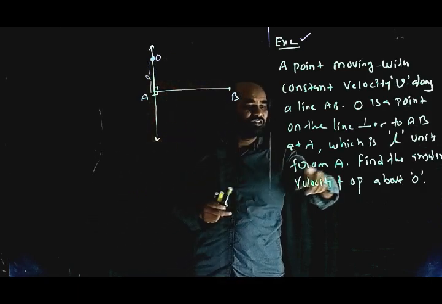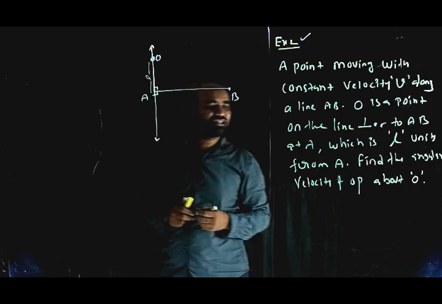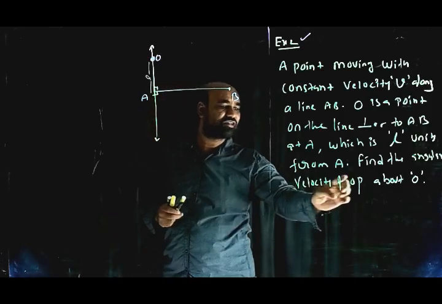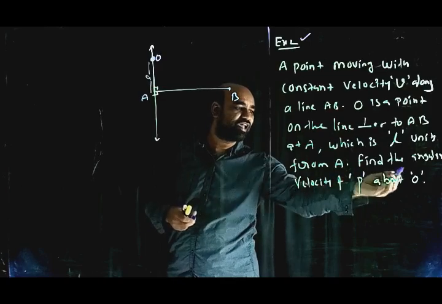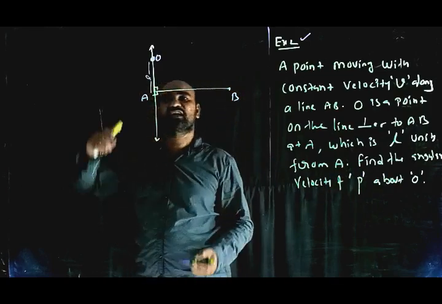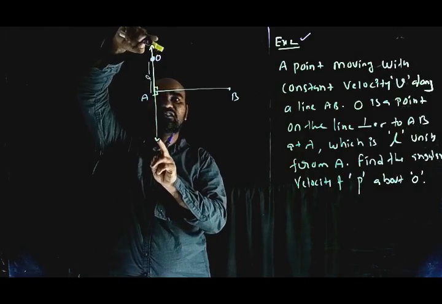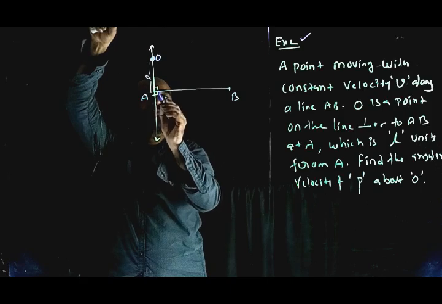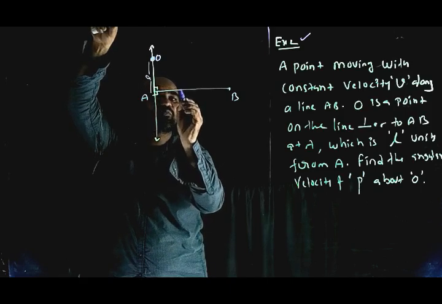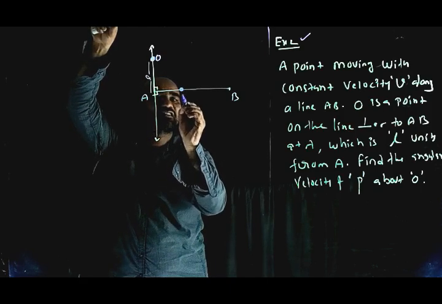Then find the angular velocity of P about O. So what happened here? AB is fixed. This line is fixed. O is fixed. But the point P is moving. For example, at some time P is here.